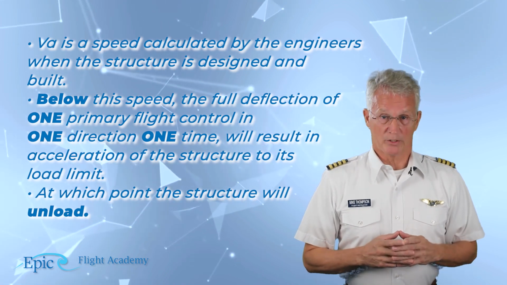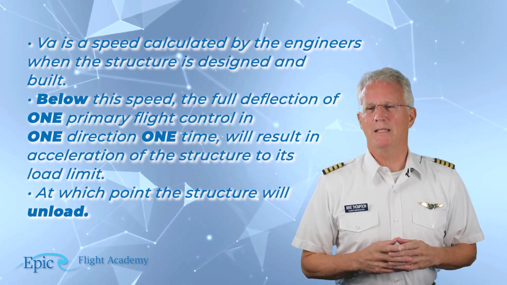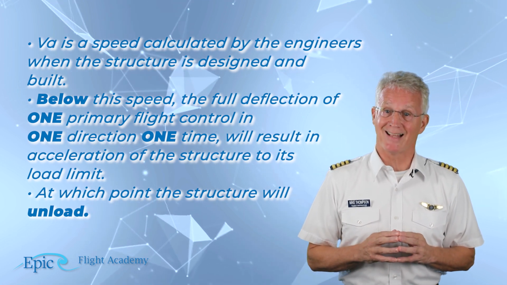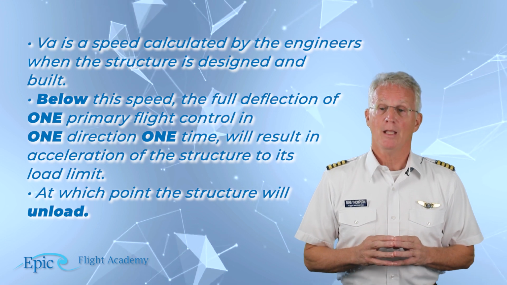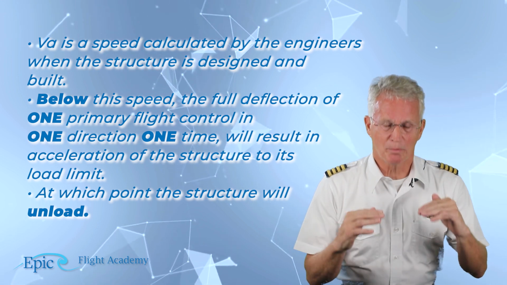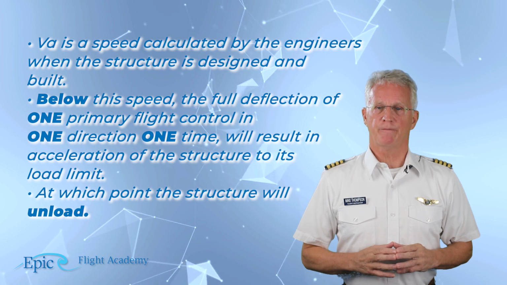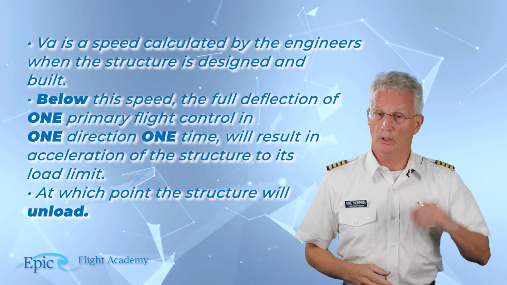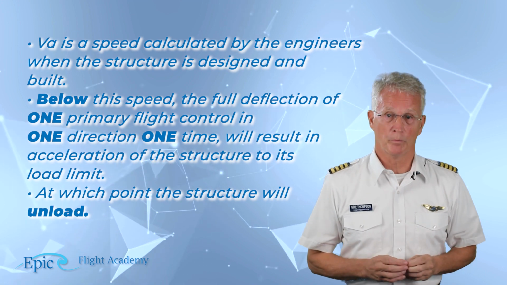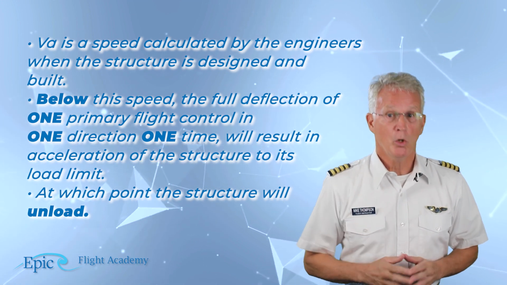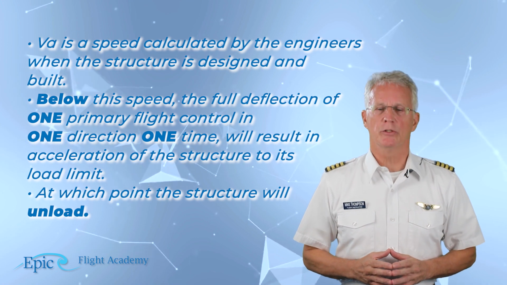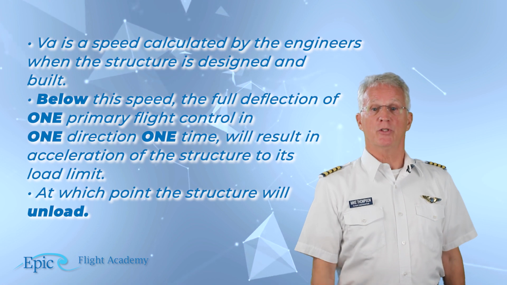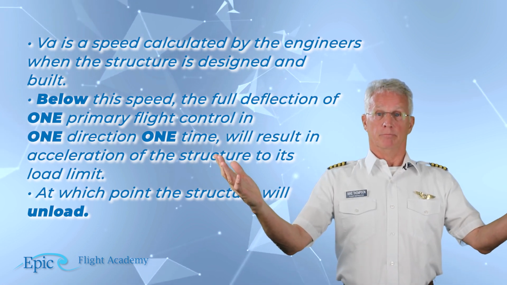VA, or maneuvering speed, is a speed calculated by the engineers when the structure is designed and built. Below this speed, the full deflection of one primary flight control in one direction, one time, will result in acceleration of the structure to its load limit, at which point the structure will unload.